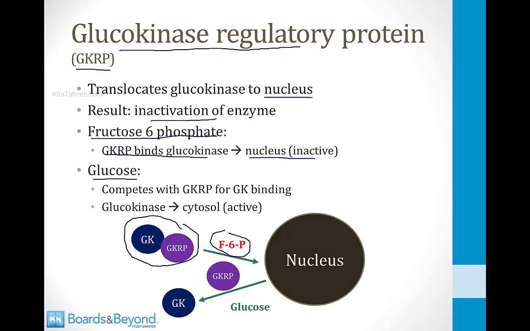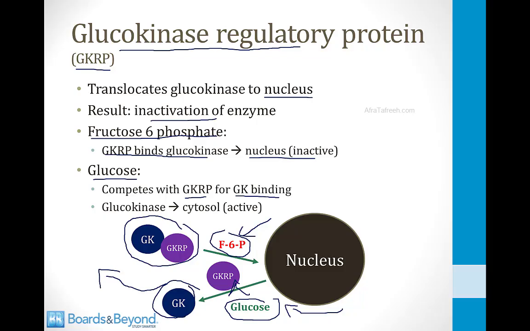GKRP is binding glucokinase in the presence of fructose 6-phosphate and pulling it to the nucleus where it is inactive. In the presence of glucose, however, glucose will compete with GKRP for GK binding, and when glucose is around, it will bump the GKRP off of glucokinase and release glucokinase so that it can go out into the cytosol and do its job. And so just like I showed you 2 slides ago, what this means is that the only way glucokinase is going to be inactive is when you have both the presence of fructose 6-phosphate and the absence of glucose. In other words, a low glucose level. These two features together will lead to the inactivation of glucokinase.